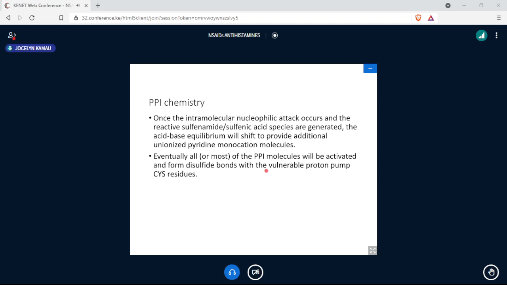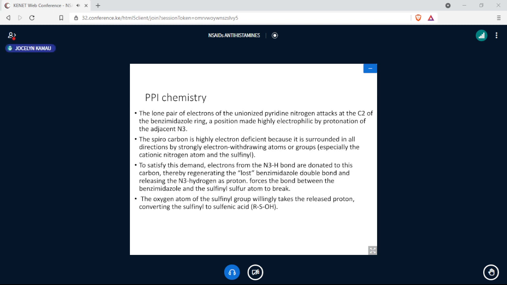Eventually, most of the PPI molecules will be activated, and they will form the disulfide bonds with the vulnerable proton pump cysteine. Remember, the cysteine residues are the ones which have the sulfhydryl groups. So the proton pump also has cysteine residues. They do have the SH groups, and those SH groups are the ones that will bind the sulfonamide or sulfenic acid, and therefore form the adduct, which holds the enzyme and does not allow it to be available to catalyze the secretion of the hydrogen ions.